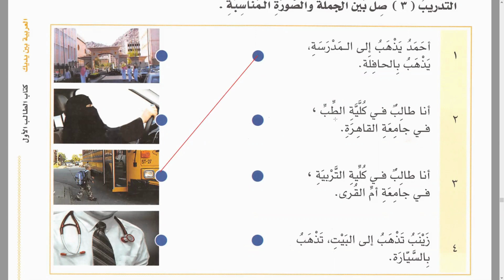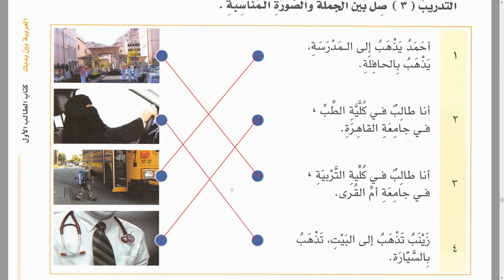أنا طالب في كلية الطب. I'm a student in medical college في جامعة القاهرة, in Cairo University. في جامعة القاهرة. أنا طالب في كلية التربية في جامعة أم القرى. I'm a student in the College of Education في جامعة أم القرى. Right? In the University of أم القرى. زينب تذهب إلى البيت تذهب بالسيارة. Okay. Zainab goes to the house. تذهب بالسيارة. She goes by car.